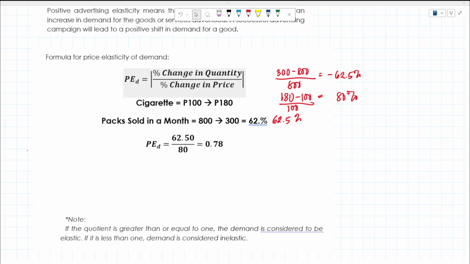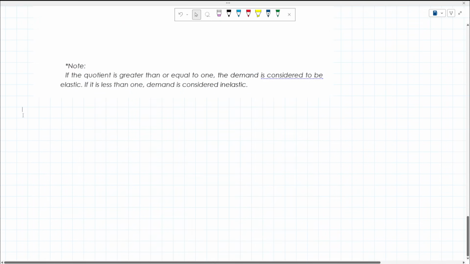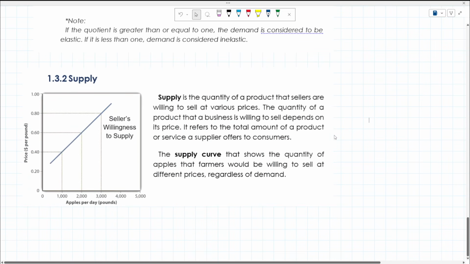Now, we have focused on the demand in that part of the discussion. Let us now go to the supply side. Remember earlier the demand curve, which is from the buyer's perspective. On the contrary, we can expect that the supply curve is from the seller's perspective. Let us first define supply.